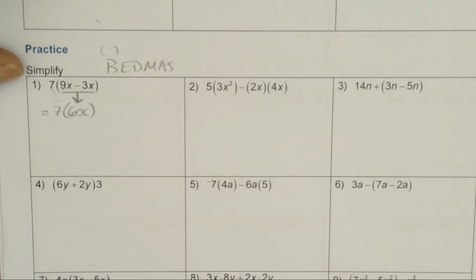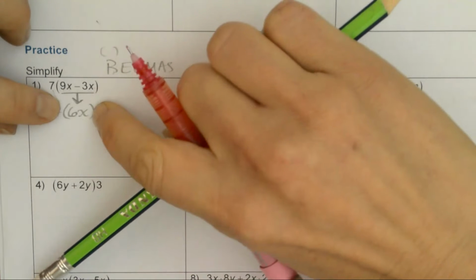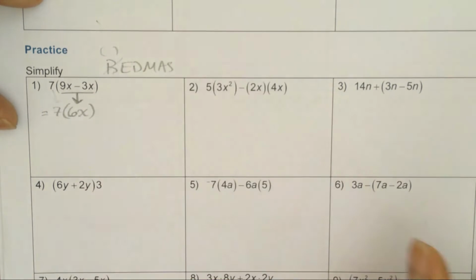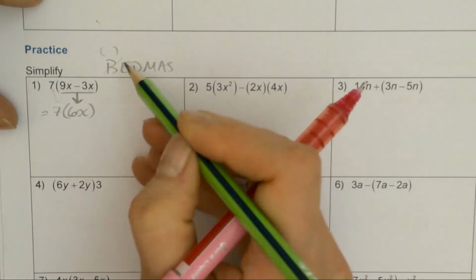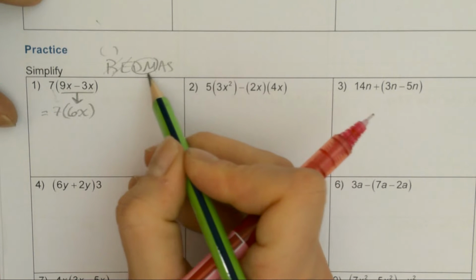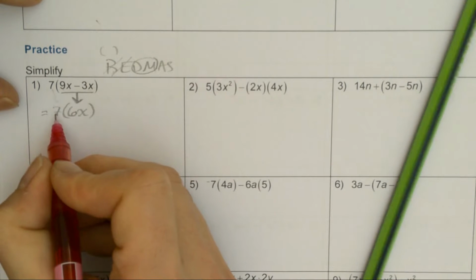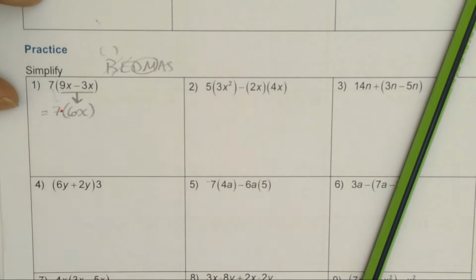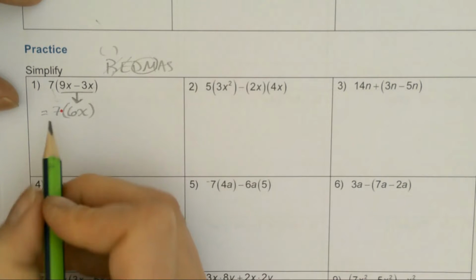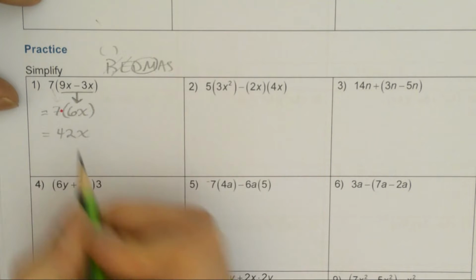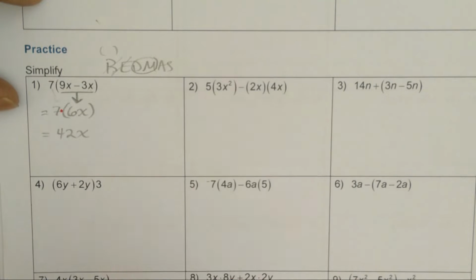Okay? Now, we still have brackets, but can I do anything on the inside of the bracket? No, it's just a 6x by itself. So I can't do anything, so I'm finished the brackets. Do I have any exponents? No. Do I have a divide or multiply? I don't see any divide or multiply, but I do. Whenever I have a number touching a bracket, it's really a multiply hiding there. But when we do algebra, we don't usually write the multiply. It's hiding. So 7 times 6x is 42x. Okay, let's do the next one.